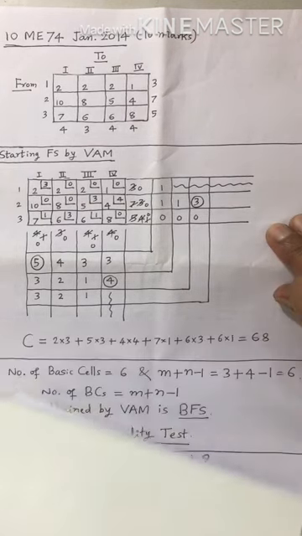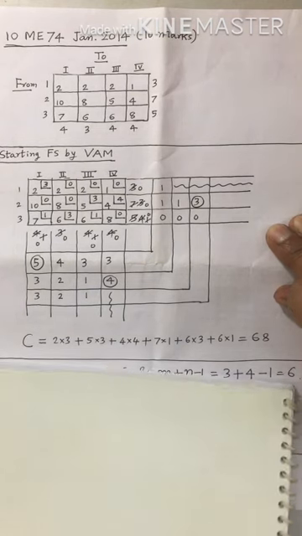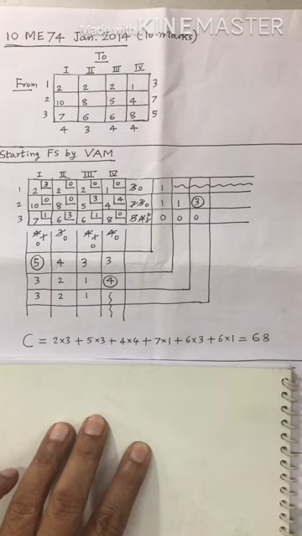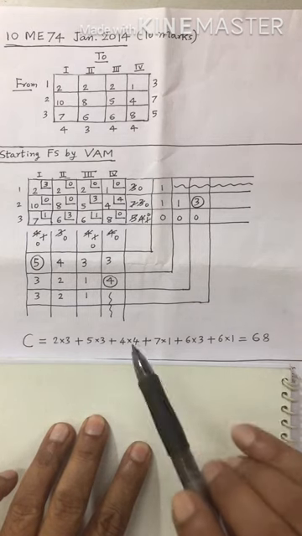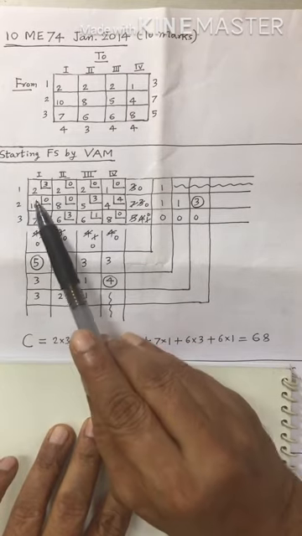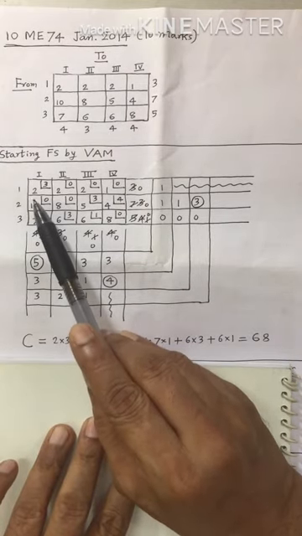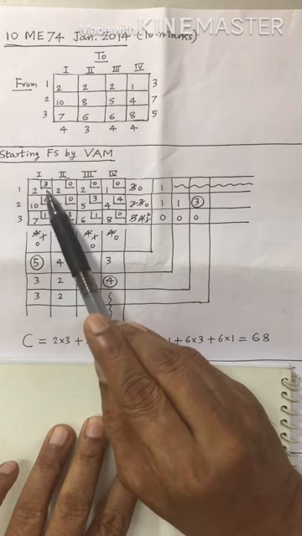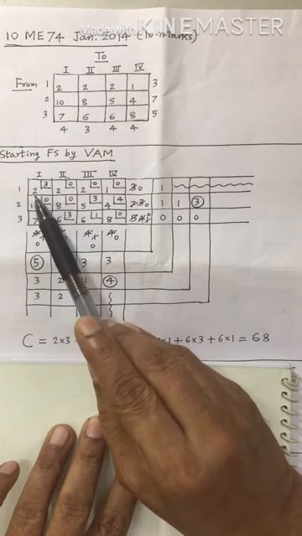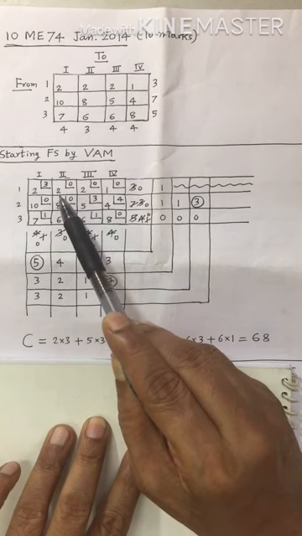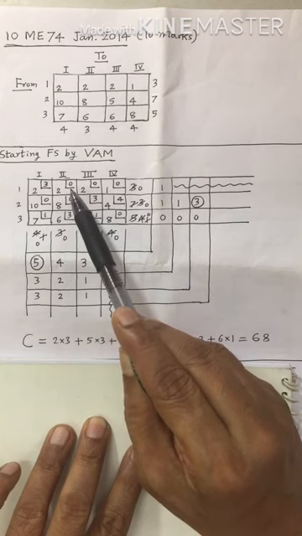This is the transportation plan, and the associated cost for this happens to be 68 units. Before I proceed, please understand the difference between the numbers here and these numbers. Say for example, this cell is 1 1, and this is what I'm indicating, 2. This is C11, and this is X11. Just like that, this is C12, this is X12.